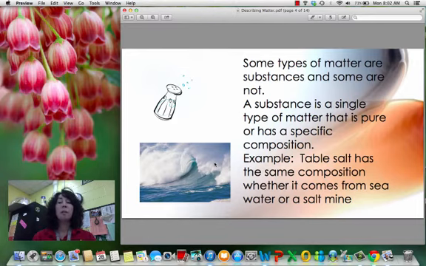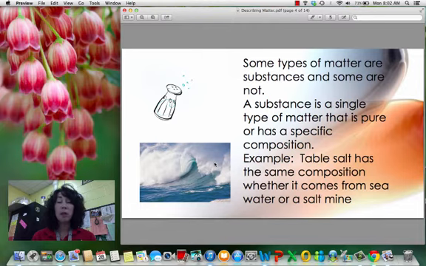Now, some types of matter are considered substances and some are not. So what exactly is a substance? It is a single type of matter. It is pure or it can have a specific composition. So what I mean by that, pure types of matter would be something like an element, the atoms of an element, or a single type of matter.